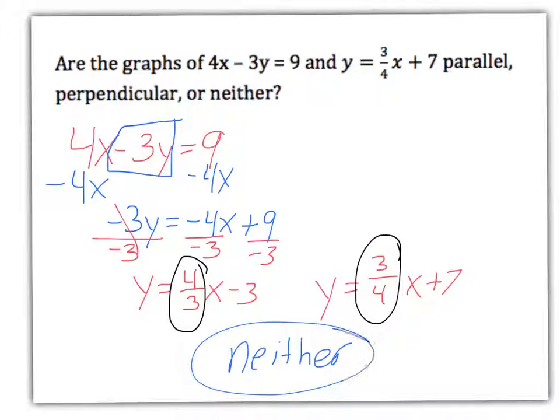So you have to be really careful when you solve these, because if you would have forgotten this little negative here, you wouldn't have divided by a negative, you would have divided by a positive, and then you would have got a negative answer when you solved it, and you would have thought that they were perpendicular because they would have been opposite reciprocals. So be very careful when you solve these equations that you keep track of your negatives.